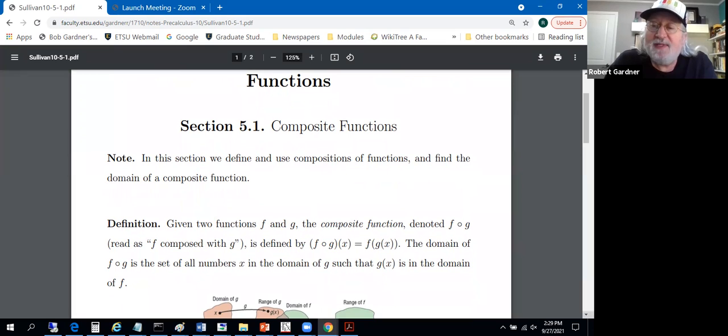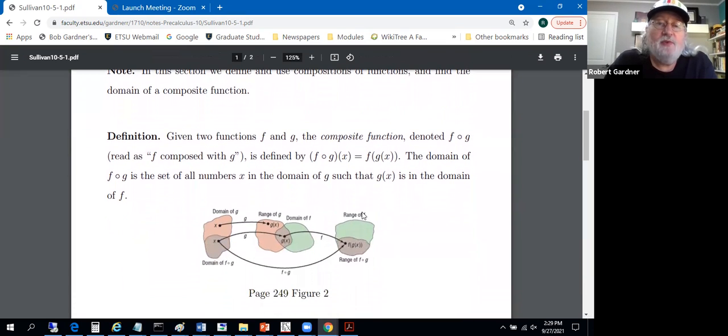function. Specifically, given two functions, f and g, the composite function, denoted f composed with g, with a little circle there, is read as such, f composed with g, and is defined by the equation: f composed with g is the function acting on x that gives the output of f of g of x. So we're really putting the g function inside the f function. We're composing the two functions.